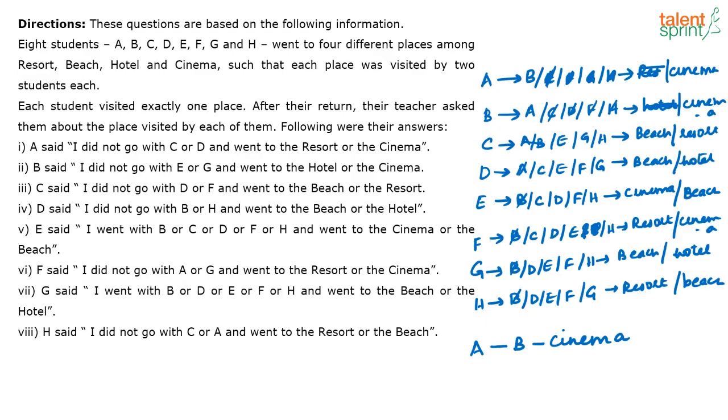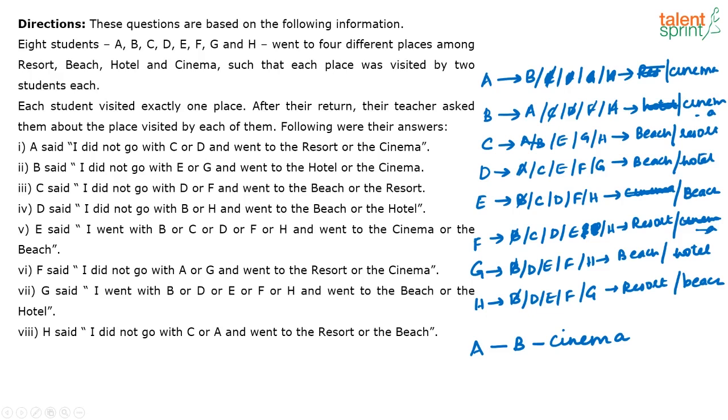Okay. Once I have eliminated A and B, again see, it is given that only two people go to one place. Right now A and B have gone to cinema, so nobody else can go to cinema. So if you look here at E, E definitely has to go to the beach and similarly F definitely has to go to the resort. Why is this? Because they have very clearly given that each place was visited by two students each. So definitely since A and B are going to cinema, F has to go to resort and E has to go to beach.